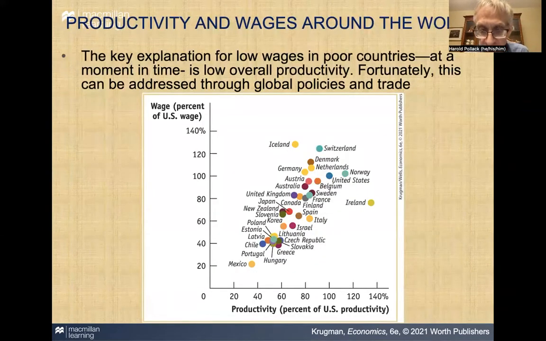Now, wages in general, and we'll get to wage determination in later classes, wages basically track productivity pretty well, hourly output. And if you look around the world, the U.S. is not the top. Here's the U.S. right here. There are other countries that have higher wages and are more productive than the United States, although we're certainly one of the wealthiest countries in the world on a per capita basis.